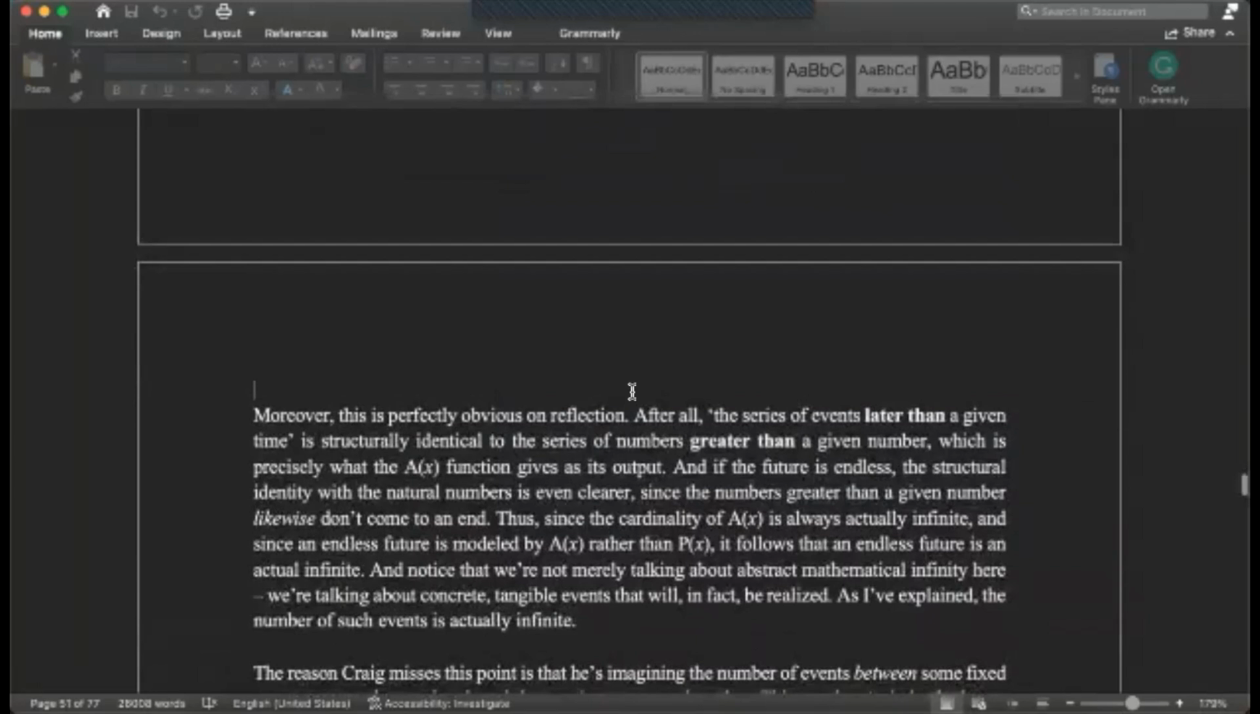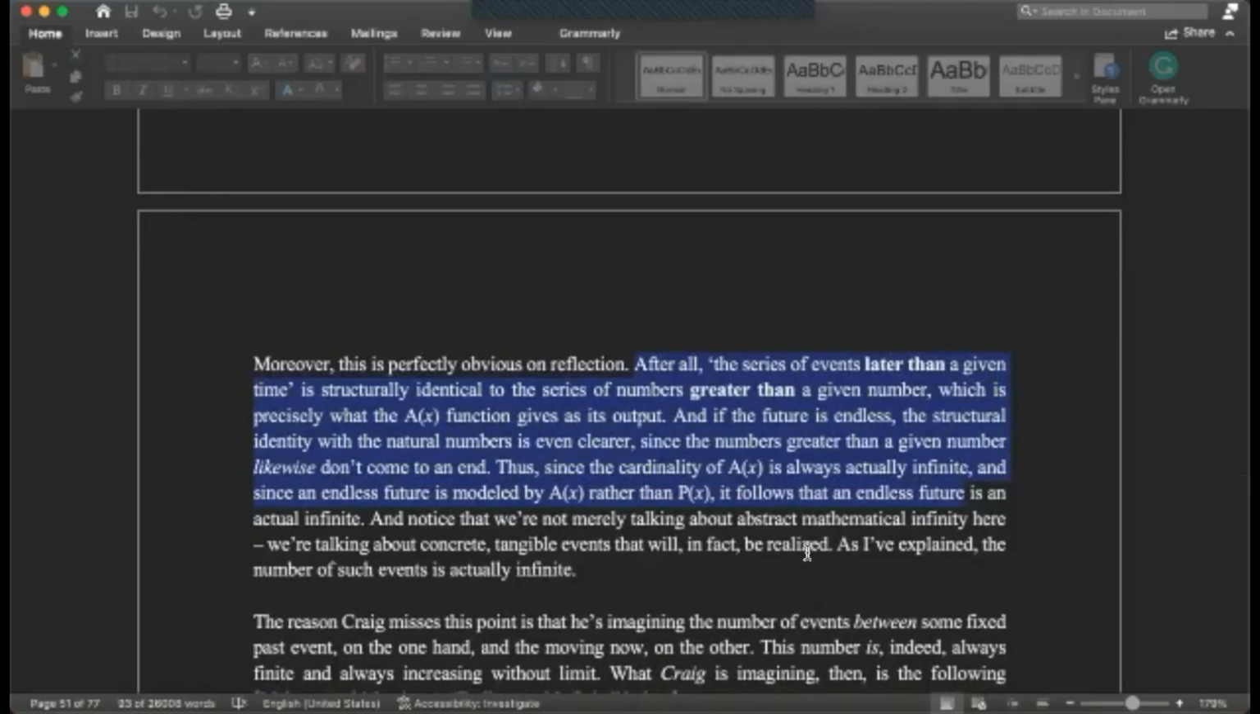After all, the series of events later than a given time is structurally identical to the series of numbers greater than a given number, which is precisely what the a of x function gives as its output. And if the future is endless, the structural identity with the natural numbers is even clearer, since the numbers greater than a given number likewise don't come to an end. Thus, since the cardinality of a of x is always actually infinite, and since an endless future is modeled by a of x rather than p of x, it follows that an endless future is an actual infinite.